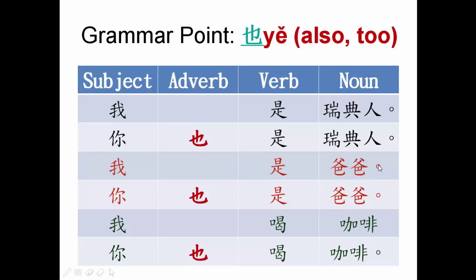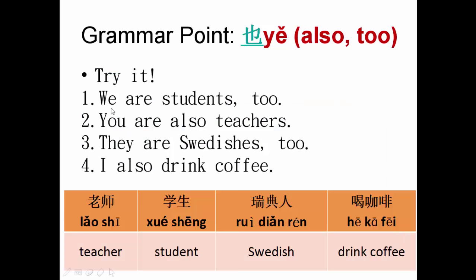Okay, so now let's see the next example. 我是爸爸. I am a father. 你也是爸爸. You are a father too. Okay, the last one. 我喝咖啡. I drink coffee. You also drink coffee. 你也喝咖啡.